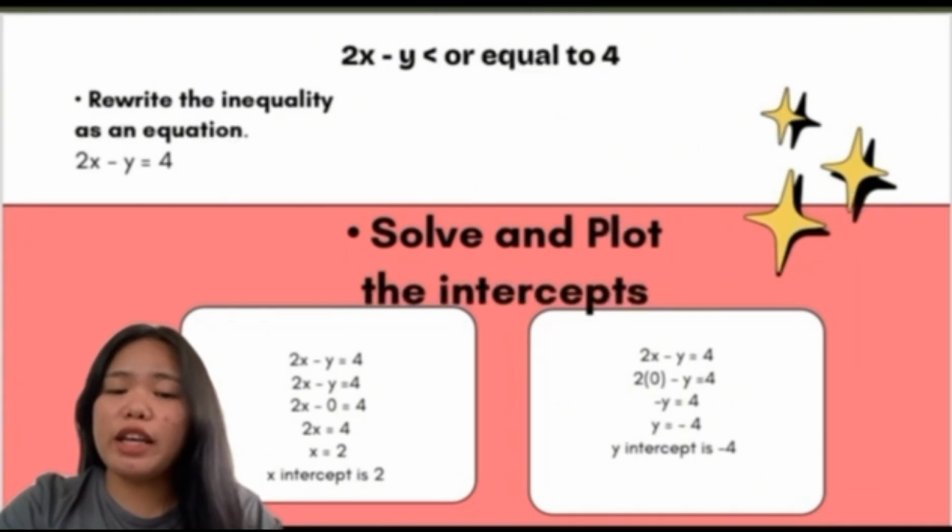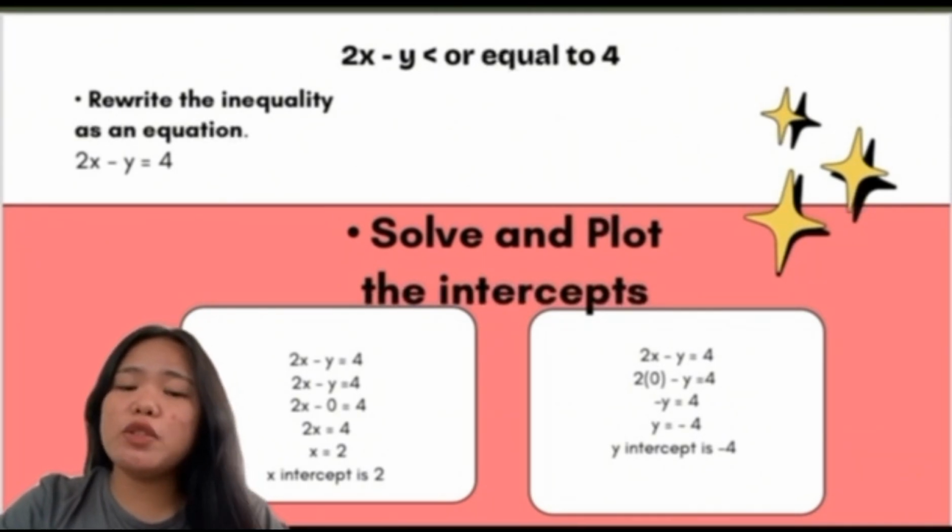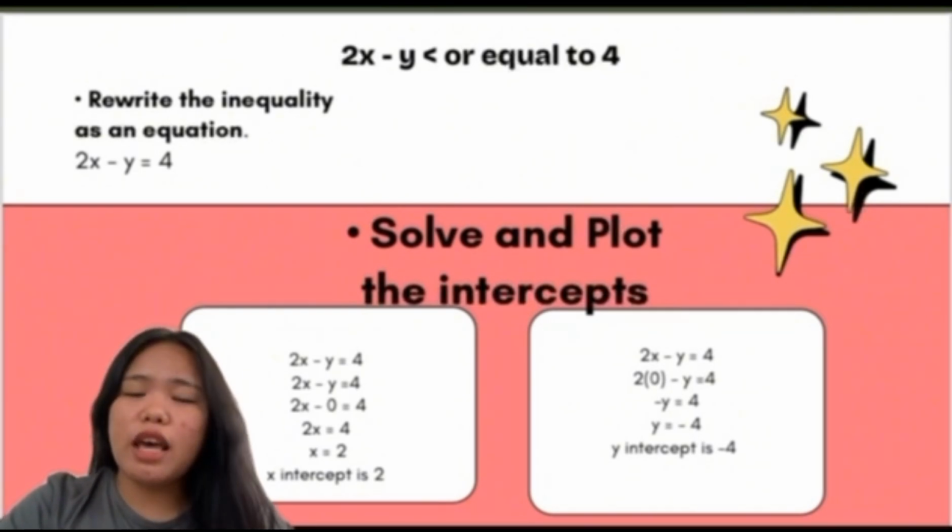So, we substitute y with 0. We have 2x minus 0 equals 4. And then, 2x minus 0 is 2x equals 4. Then we divide both sides by 2. Cancel 2, what remains is x. And also, 4 divided by 2 equals 2. So, our x-intercept is 2.